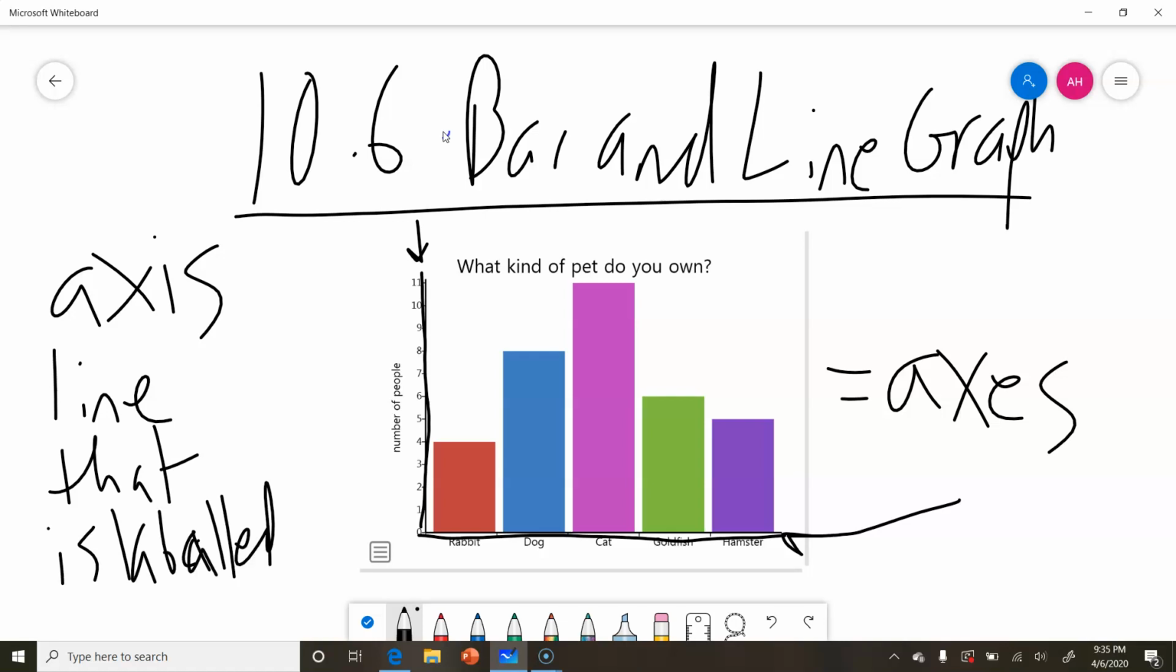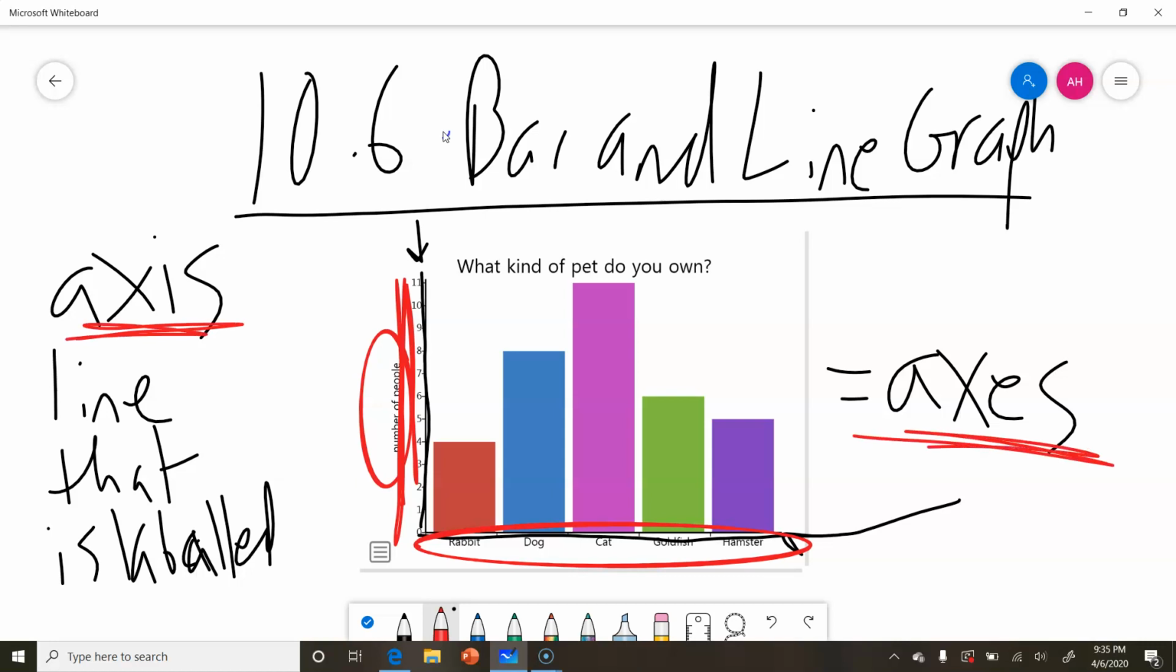You can see here on this side, this one up and down is called the y-axis, and it says the number of people. Then down here we have the type of animal that the people are owning, the type of pet. So both a bar and a line graph have axis points and axes, and they have to be labeled.